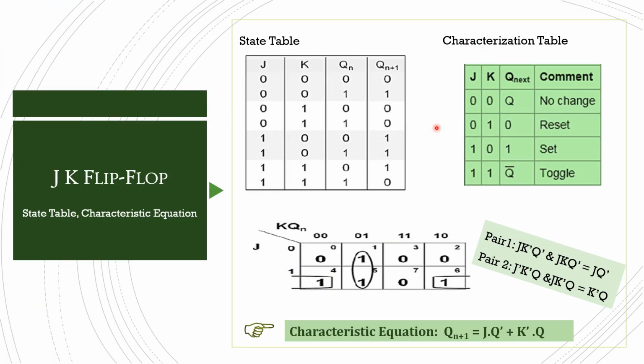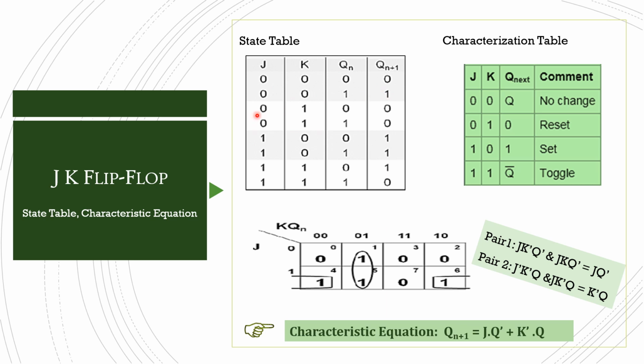Now let's look into the state table of this JK flip-flop. This Qn denotes the previous state of the flip-flop and this Qn plus 1 denotes the next state. Okay, if the JK combination is 0, 0, there should not be any change in the state. If it is in the 0 state, it remains in the 0 state. If it is in the 1 state, it remains in the 1 state.